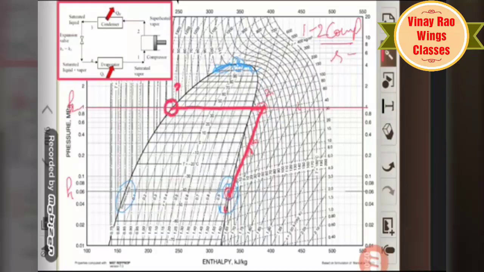This is point number 3. From 3 to 4, there is an isoenthalpic process. This is isoenthalpic, enthalpy is constant. This is point number 4. From 4 to 1, there is constant pressure heat absorption in the evaporator. This is point number 1.